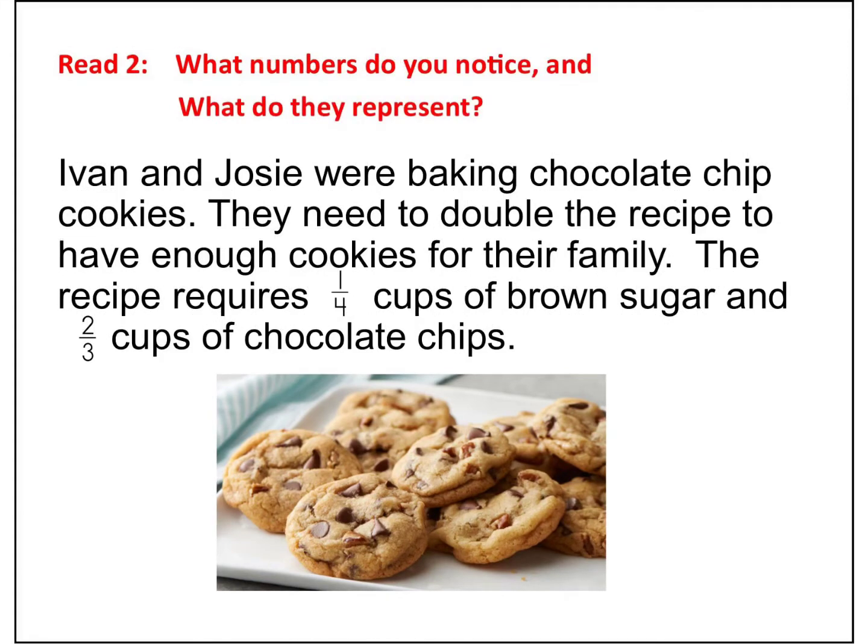Now let's read the story a second time. This time, we're going to focus on what numbers do you notice and what each number represents. Let's read it. Ivan and Josie were baking chocolate chip cookies. They need to double the recipe to have enough cookies for their family. The recipe requires 1/4 cups of brown sugar and 2/3 cups of chocolate chips. Hit pause, and I want you to write down each number you notice in this problem and what each number represents. Go ahead and hit pause.